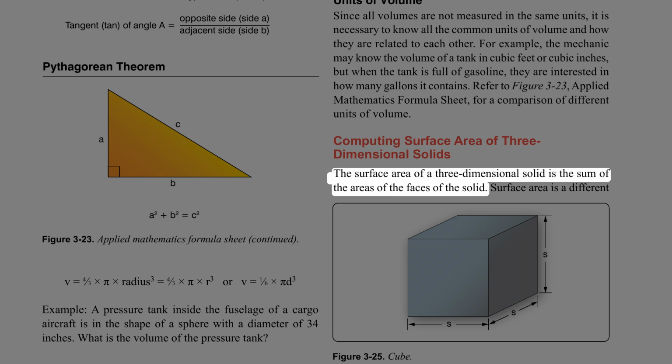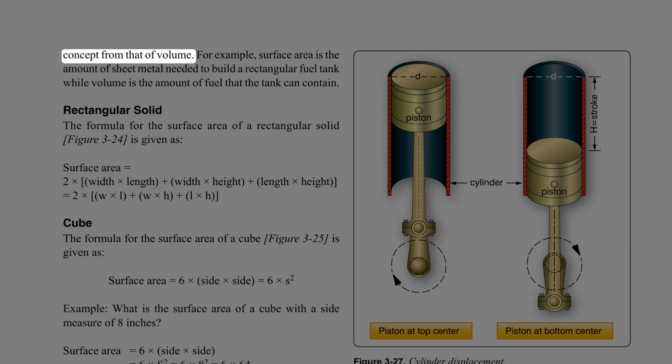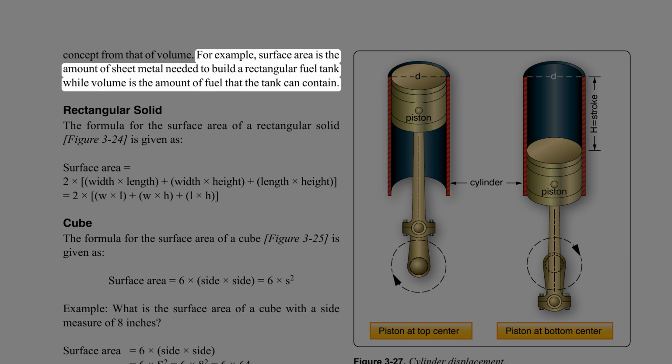Computing surface area of three-dimensional solids. The surface area of a three-dimensional solid is the sum of the areas of the faces of the solid. Surface area is a different concept from that of volume. For example, surface area is the amount of sheet metal needed to build a rectangular fuel tank, while volume is the amount of fuel that the tank can contain.